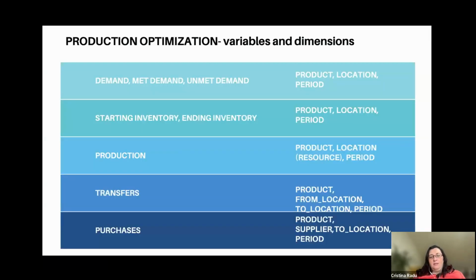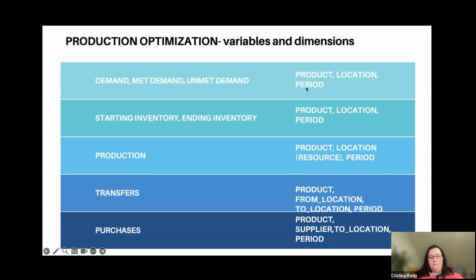And now let's start talking about the modeling. So this is a bit of a repeat of information. As I said, in supply chain, we always have the same dimensions: product, location, resource, supplier, and of course we have the bucket, the period. So when we define the variables, we need to add product, location, and the period.